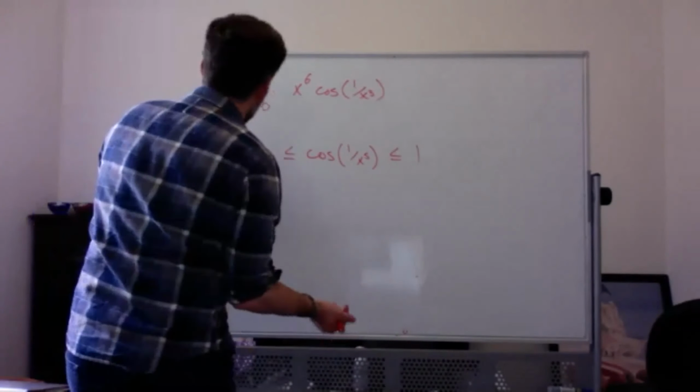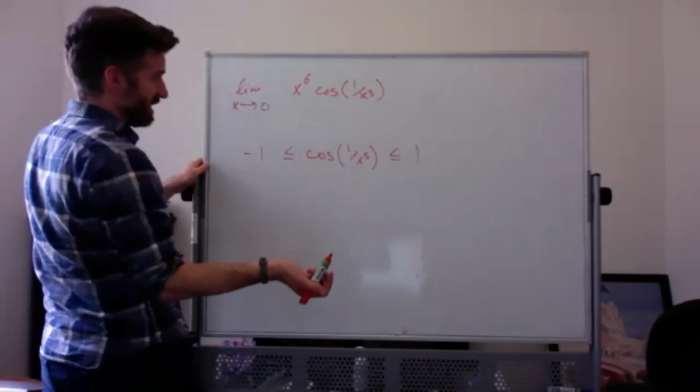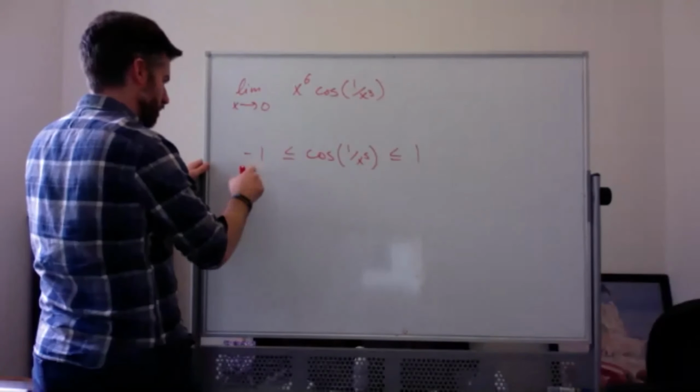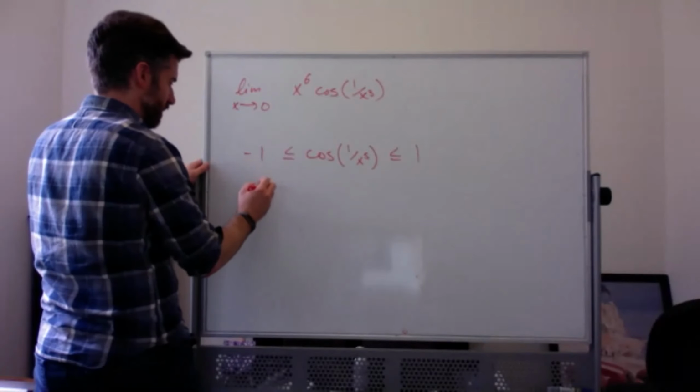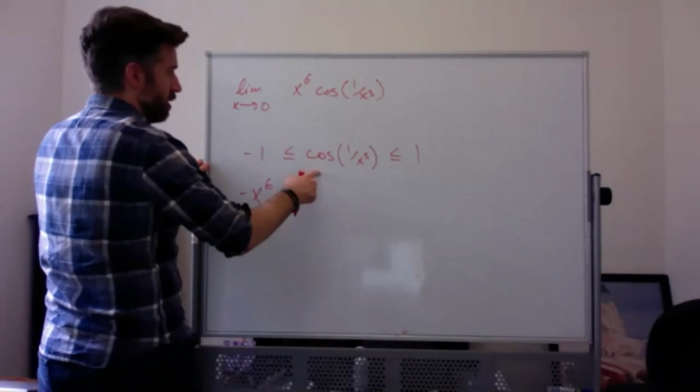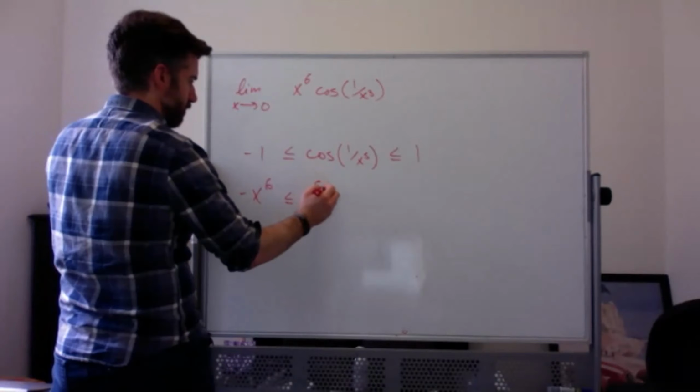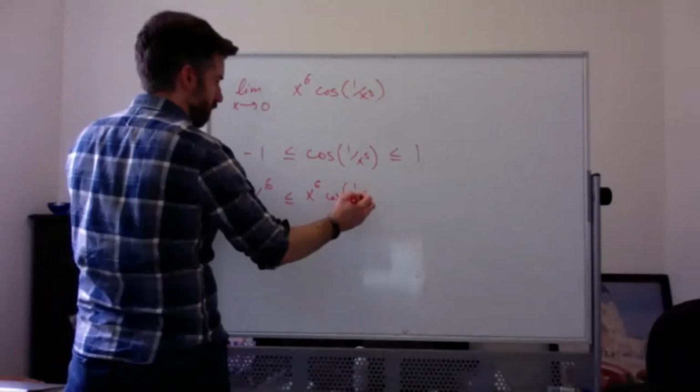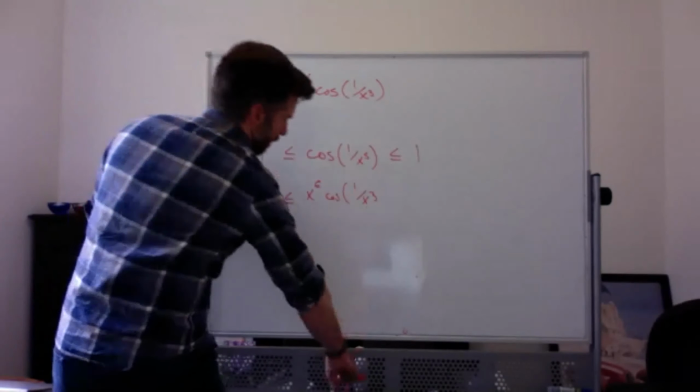Okay, so then we're going to multiply everything by x to the 6th. So -1 times x to the 6th is -x to the 6th. x to the 6th times cosine of 1 over x cubed, and I wrote x to the 5th there.